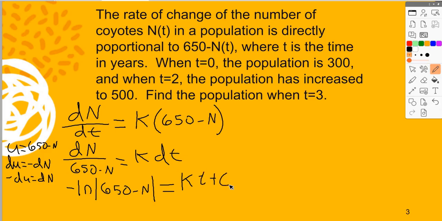So like I said, this is going to be very similar to what we did in the past. So I have a natural log. How do we undo natural logs? Exponentiate. Cool, but what does it have to be first?